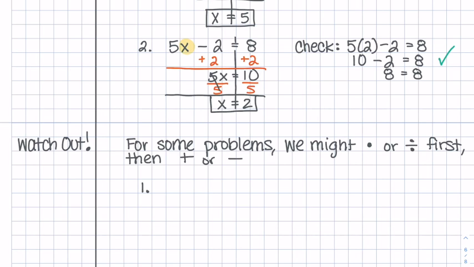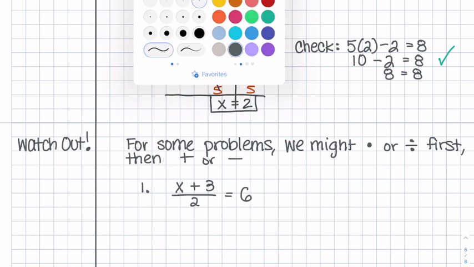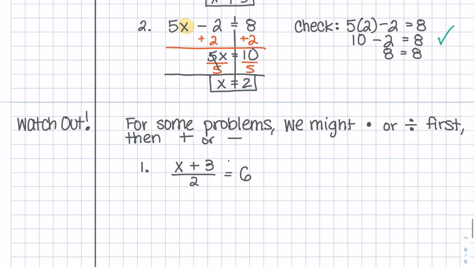So for example, if you have a problem that looks like this, x plus 3 divided by 2 equals 6, you might have a problem like this, okay? If you see a problem like this, let's follow the steps at first. Draw your line, okay? Now, we're going to find our variable, which is right here, okay? Now, we know we have to get rid of the 3 at some point, and we know we have to get rid of the 2 at some point.